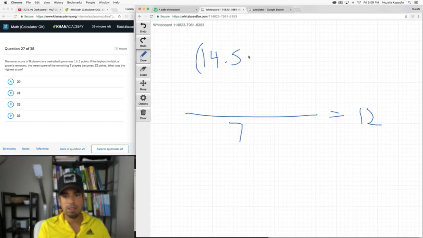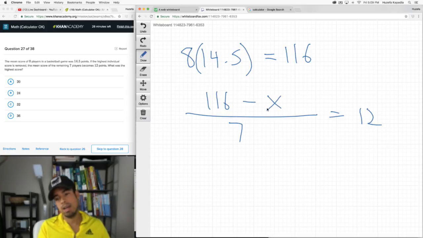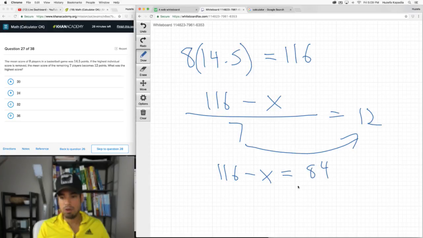All right, first things first. Let's calculate the original total. We had 8 players at a mean of 14.5. Let's do the multiplication. I'll try to do it in my head. 80, 32 is 112 plus 4 is 116. So it was originally 116. Okay, but now we're removing the highest score, and we want to find the highest score. We're taking 116 and we're removing him, but we don't know what he is. That's our variable. And now we got our equation. You solve this and you'll get your answer. Multiply both sides by 7. We get 116 minus x equals 84. Subtract both sides by 116, right? And we get negative x equals negative 32.